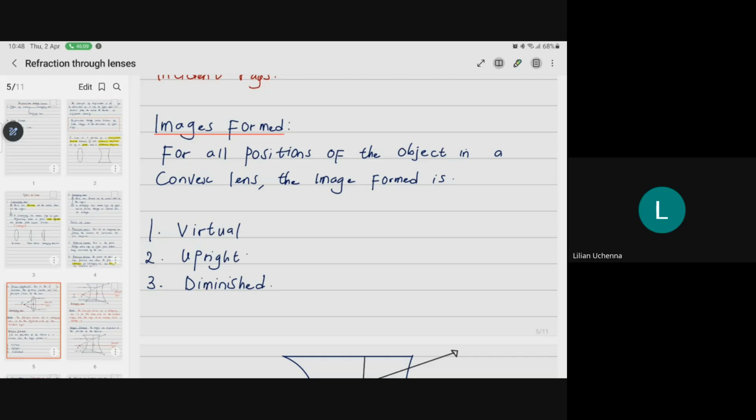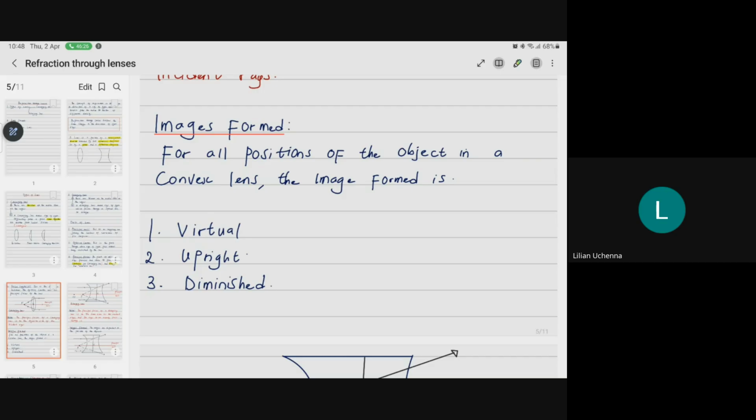Yes, the image is diminished. That means it's smaller than the object. And that's why they say objects in the mirror are closer than they appear. Right? They are upright. Certainly, because if it's not erect or upright, you cannot be able to do that. Then it is a virtual image. Okay. So these are the kind of things that we'll see from your convex mirror.